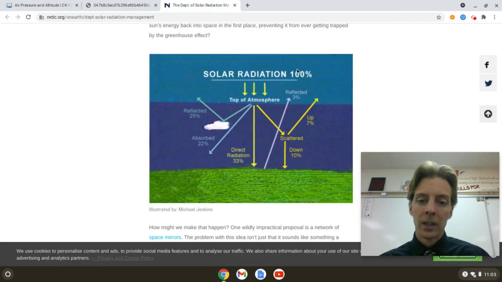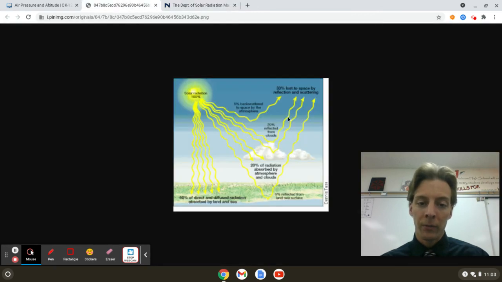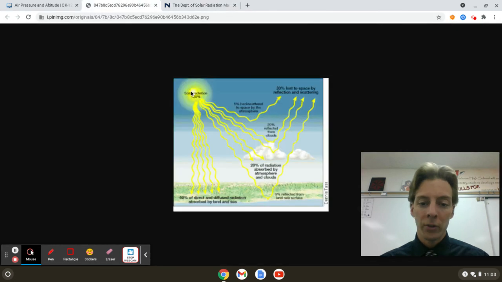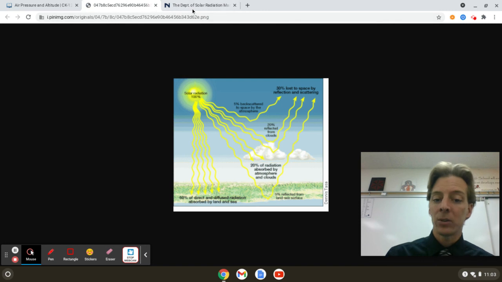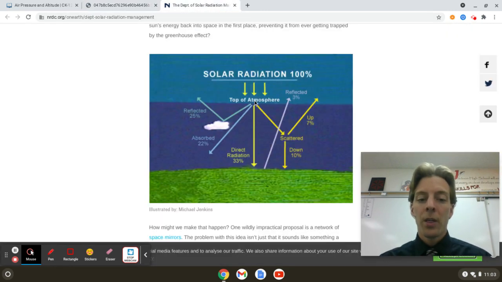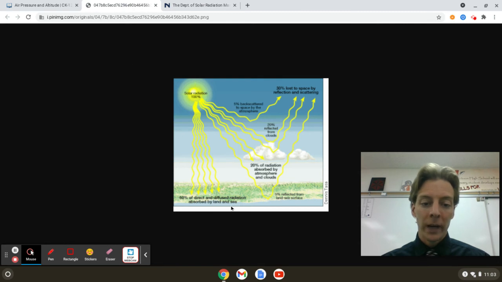Let's look here and see what we get. 100% of solar radiation, right? 25% reflected off the clouds. Well, what did this say? This said 20% reflected from clouds. Okay, sure. 3% is reflected off the ground. What did this say? 5% is reflected off land, sea surfaces. So you've got to be careful if you're talking about land or sea. Is it cloud or not? So you've got over here 33% direct, and then this other 10% down. That's how this one said direct and diffused. So it bounced off of something and then came down.